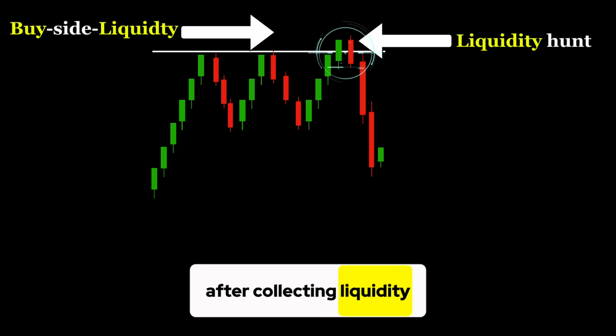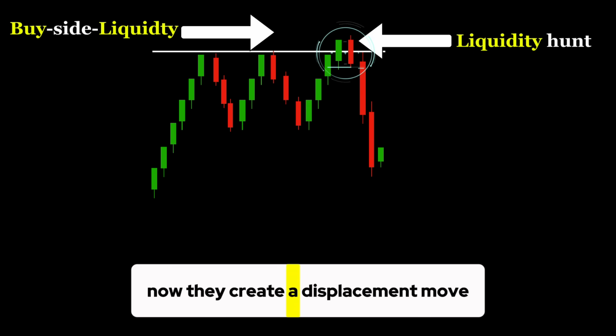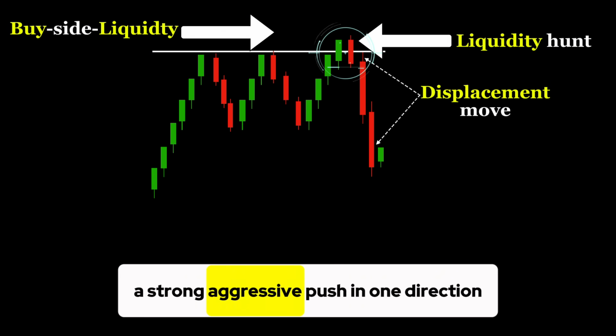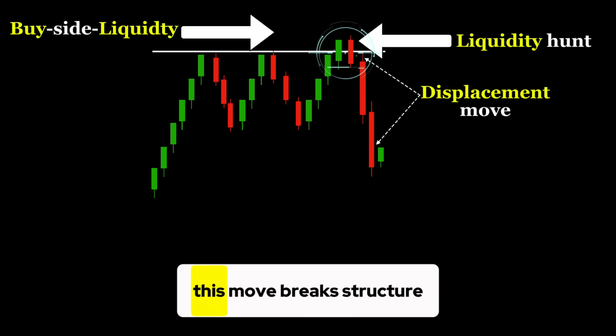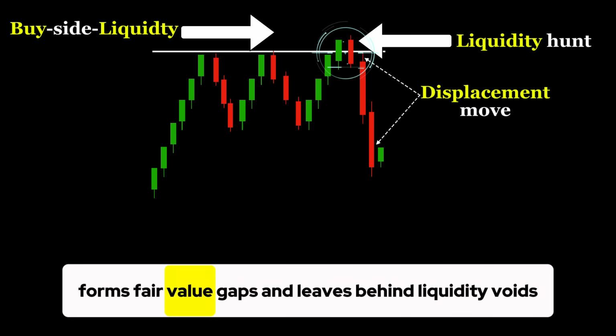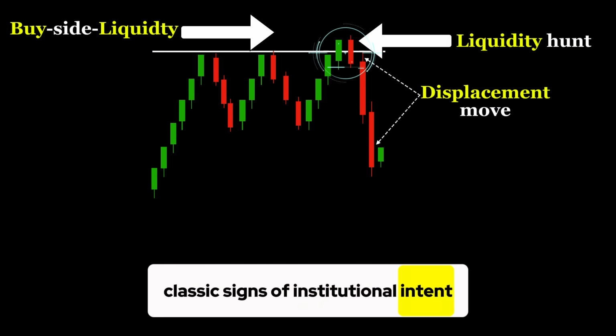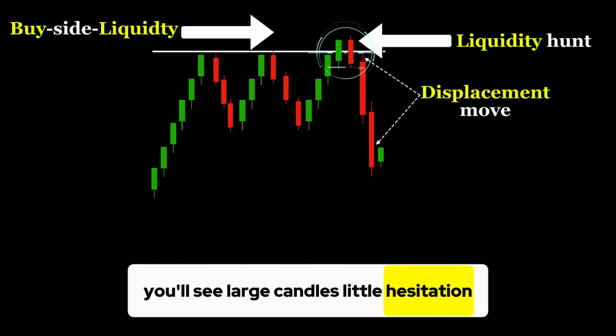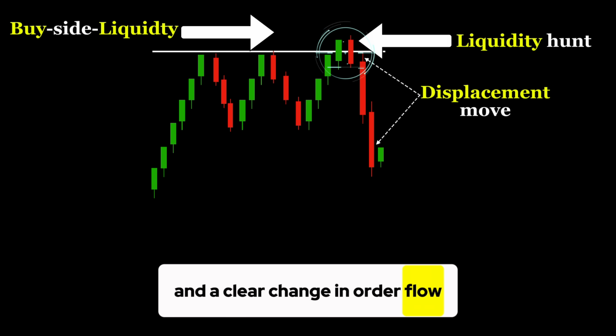After collecting liquidity, smart money shifts gears. Now they create a displacement move, a strong, aggressive push in one direction. This move breaks structure, forms fair value gaps, and leaves behind liquidity voids. Classic signs of institutional intent. You'll see large candles, little hesitation, and a clear change in order flow.